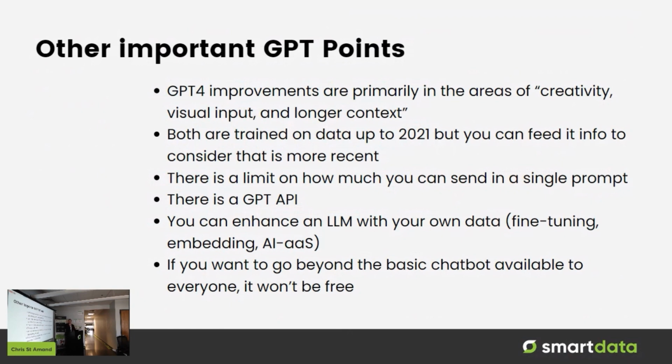Other important GPT points I want you to know. GPT-4 improvements are primarily in the area of creativity, visual input, and longer context. And there are some pretty amazing things coming out about all of that. There's a creativity test called the TTCT, in which ChatGPT actually scored better than 99% of humans. So that's pretty astounding and interesting.